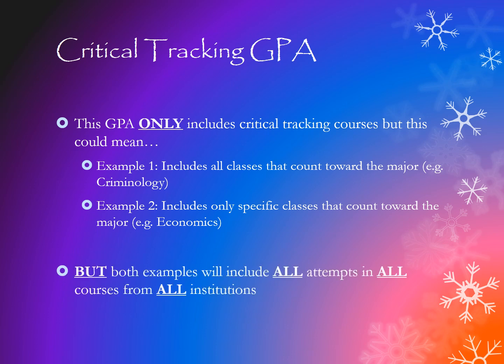That being said, either example doesn't matter. Critical tracking GPA, no matter what, is always going to include all attempts in all courses that are critical tracking courses from all institutions. So it doesn't matter if a student took a criminology class at Santa Fe College and then took a class here. All classes are going to count towards that tracking GPA.